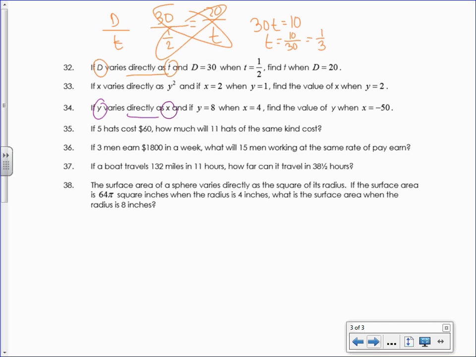Y varies directly as X. So I've got Y varies directly as X. Y is 8 when X is 4. Find y when x is negative 50. Whew. Cross multiply. 8 times negative 50, that would be negative 400 equals 4y. So negative 100 equals y.